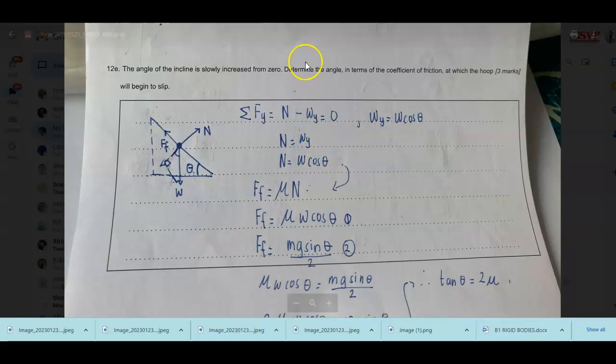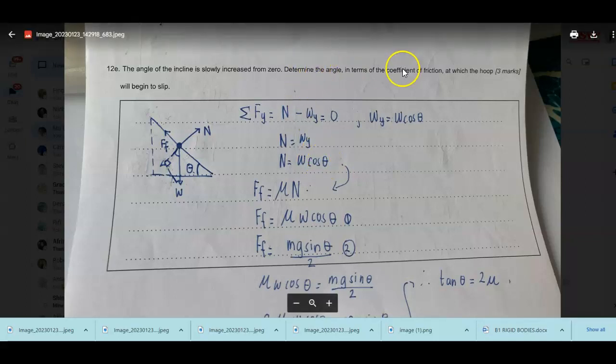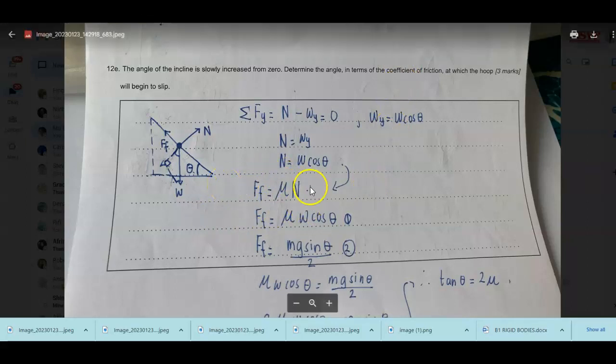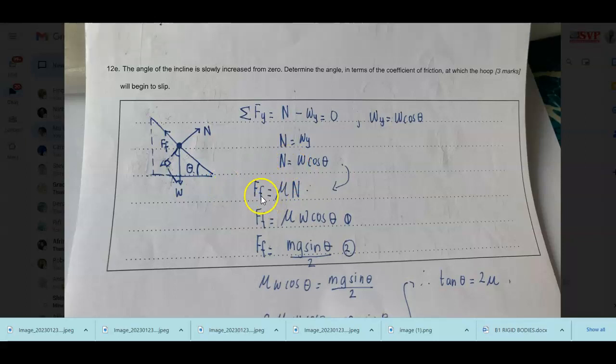Therefore, n is equal to weight times cosine theta. Now, in order for us to determine the angle, we have to use the formula before for coefficient of friction. If you remember, the coefficient of friction is obtained by the general formula: frictional force is equal to the coefficient of friction times n. Simplifying further, frictional force is equal to coefficient of friction times your n here, which is now your w cosine theta.